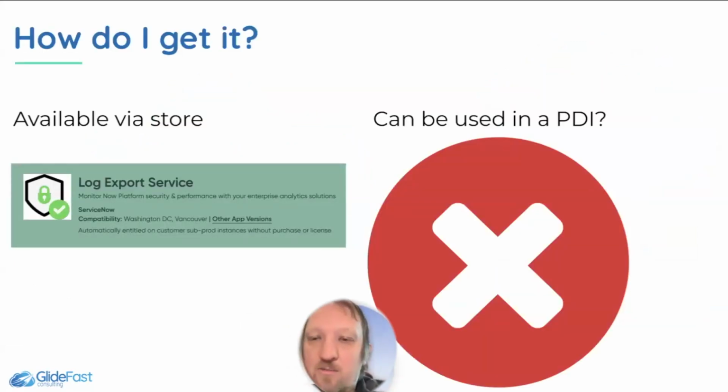Okay, so how you get this? There is a log export service application that you can install. You can't do this in a PDI. It requires the Hermes service to be set up at ServiceNow. They have to activate the Hermes service, and then I think that will expose the ability for you to configure who your subscribers are going to be and that sort of thing.